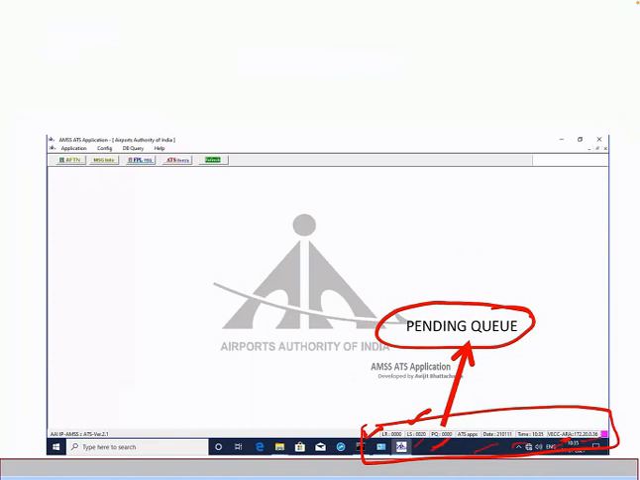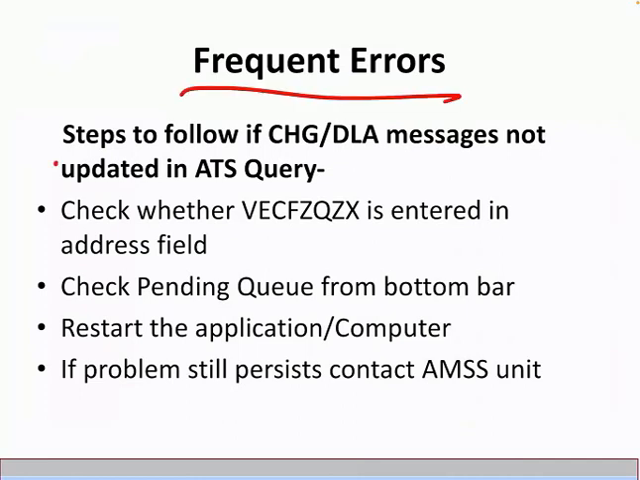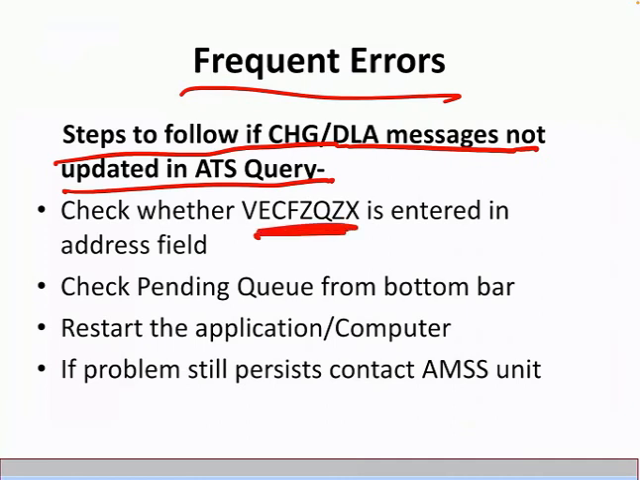Now, a frequent error: steps to follow when a change or delay message is not updated in the ATS query. This is generally for Kolkata. Suppose you are sending to Bombay, then once you create any change message or delay message, don't forget to put the Bombay address VABF ZQZX in the address field.